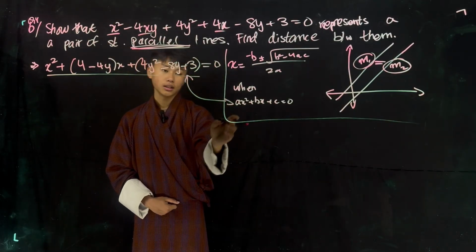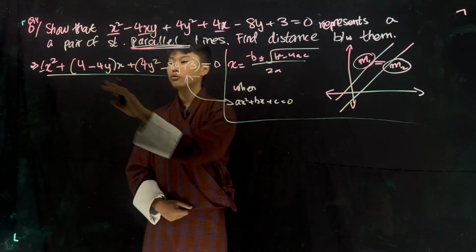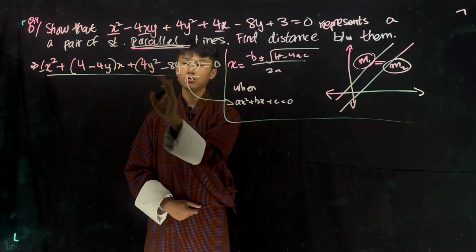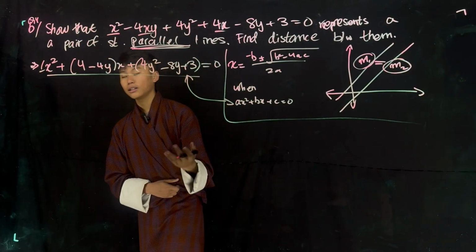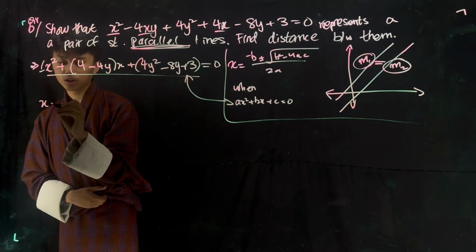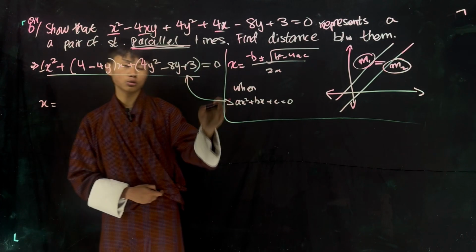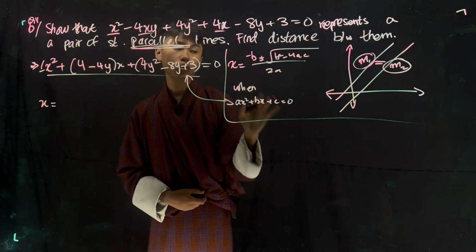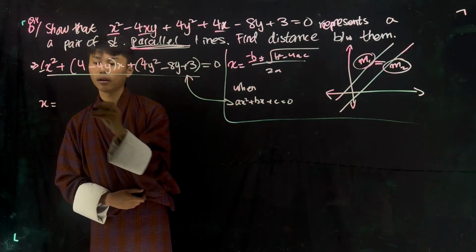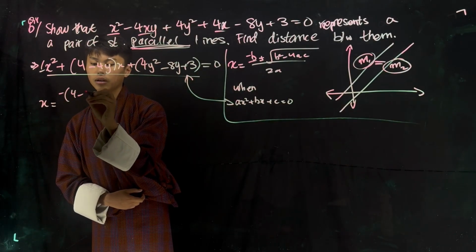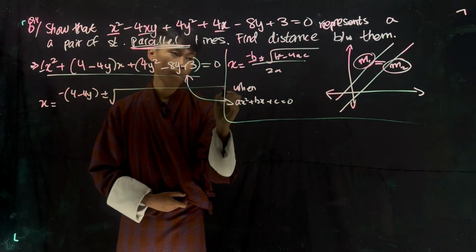You will notice that a will be equal to 1, b will be equal to 4 minus 4y, and c will be equal to 4y square minus 8y plus 3. Now what you want to do is to find the possible values of x, you just want to plug in these values into the quadratic equation. So the quadratic formula. So what is the value of b? The value of b is 4 minus 4y. So negative 4 minus 4y plus minus root of.